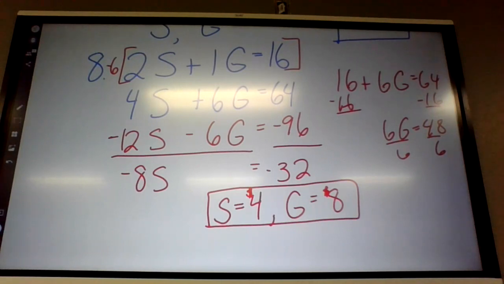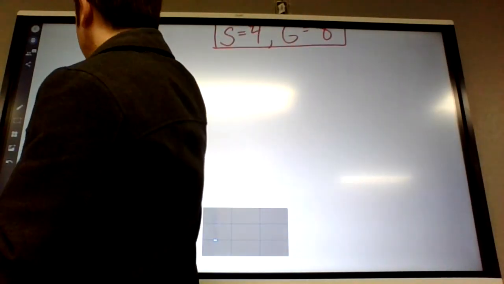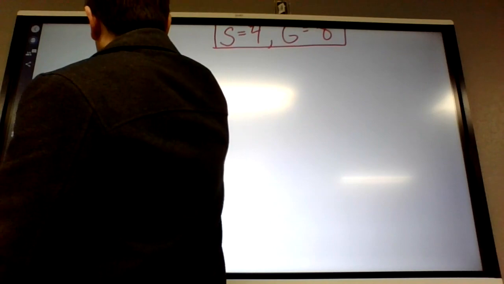Alright, so now we're jumping to number 11. If they tell you shape, you should probably draw it. The length of a rectangle is 5 more than twice the width. So if they're describing a rectangle, we should start by drawing a rectangle.